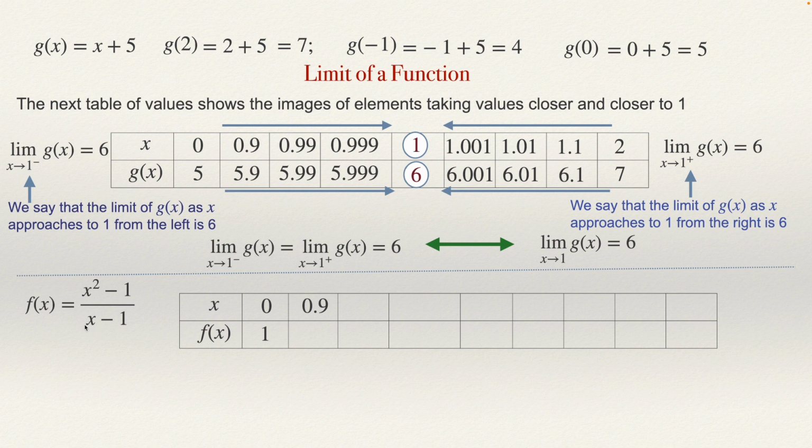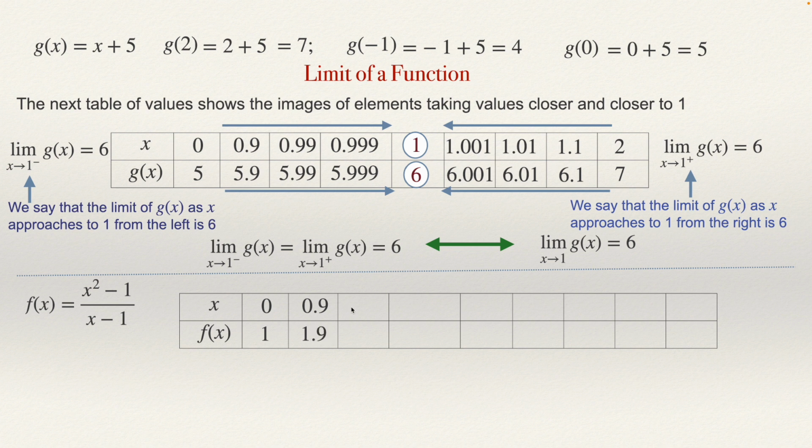0.9 here, so it will be 0.9 squared. This is 0.81 minus 1, and this will be 0.9 minus 1. What we have is negative 0.19 divided by negative 0.1. Use a calculator and just make a substitution, so you will notice that it will be equal to 1.9.